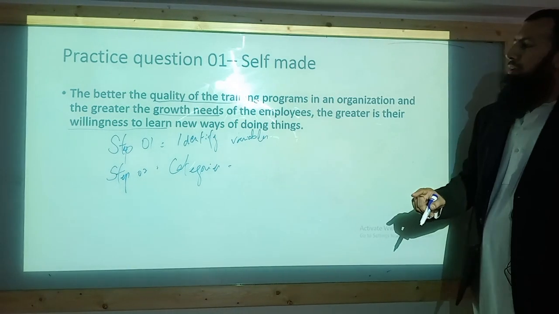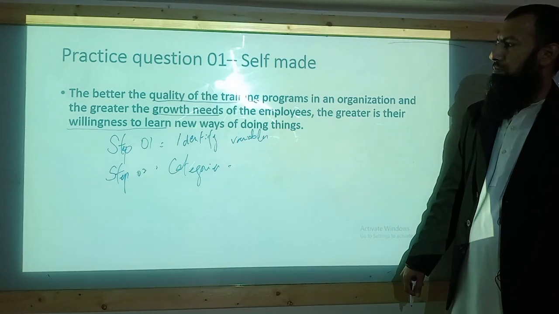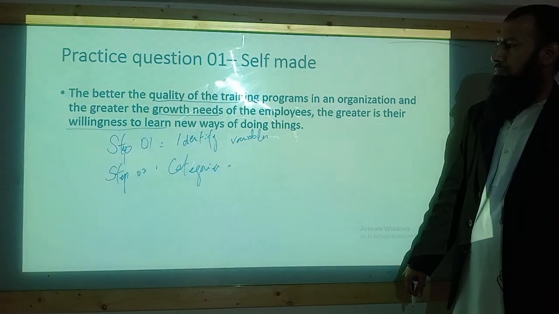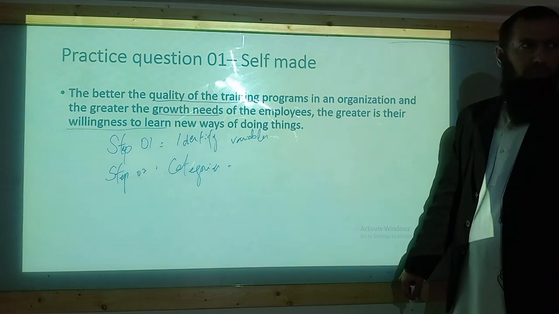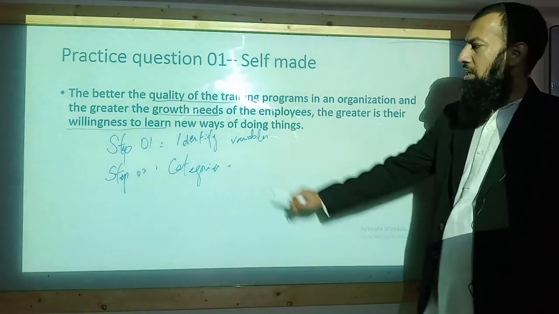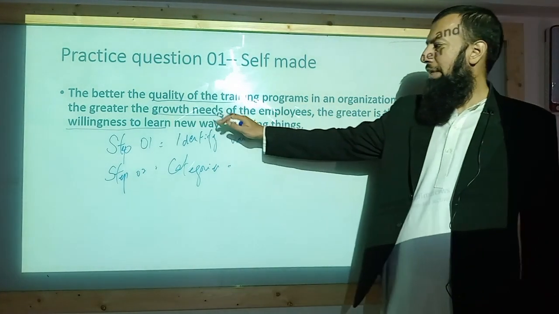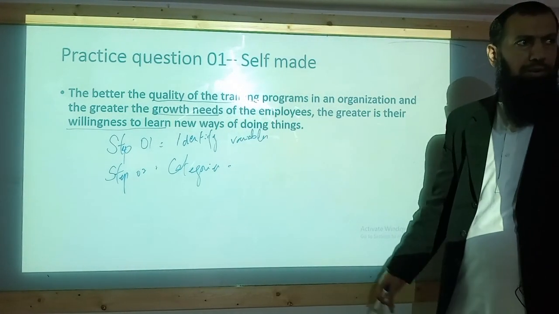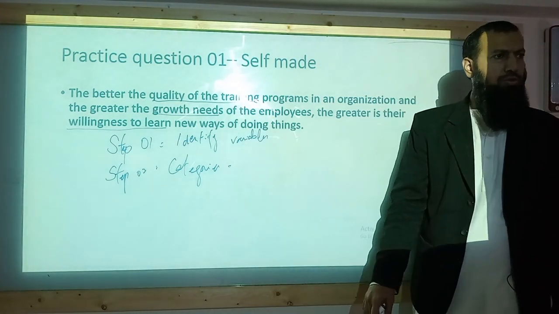Willingness to learn is the independent. Quality training program is independent. Growth need is also independent. And willingness to learn is dependent. Do you agree or do you disagree with this statement? He says the quality of the training is one independent variable and the growth needs is another independent variable, and the willingness to learn is the dependent variable. Is it true?